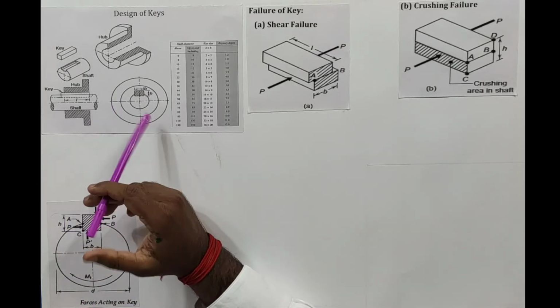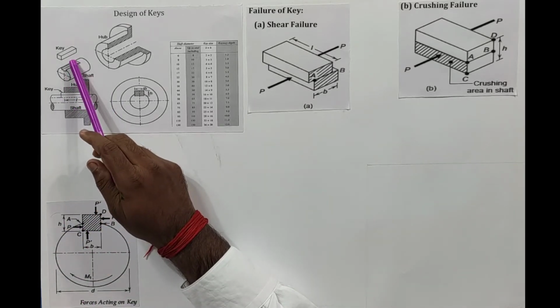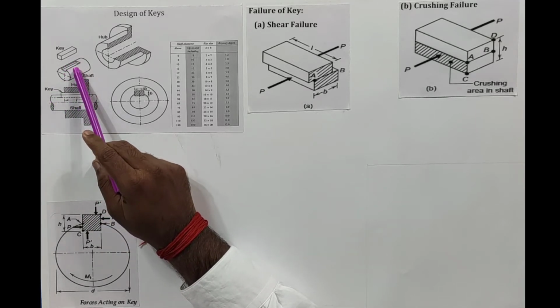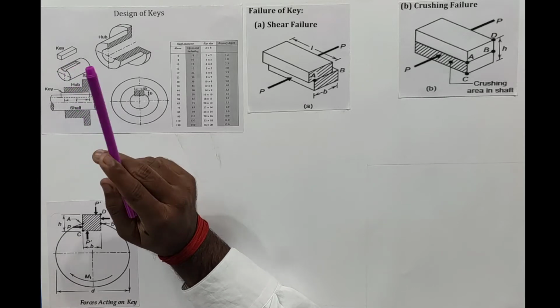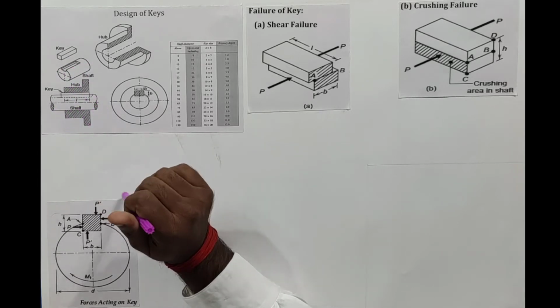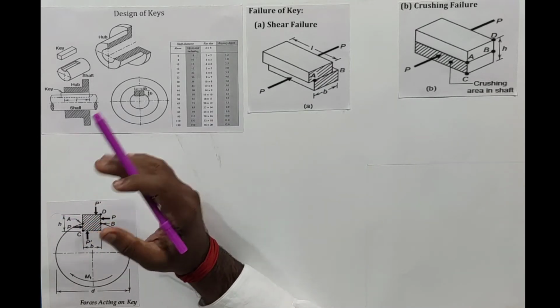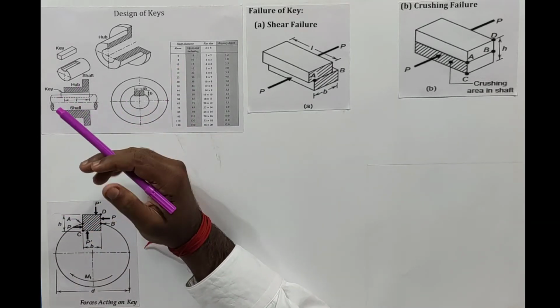You can see on the screen, this is a key. It has many types, such as saddle key, square key, flat key, woodruff key, jib-headed key, sunk key, and a lot more. In our syllabus, they have mentioned flat key and square key only. So we'll see accordingly.